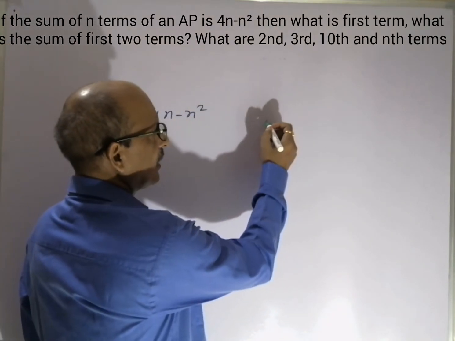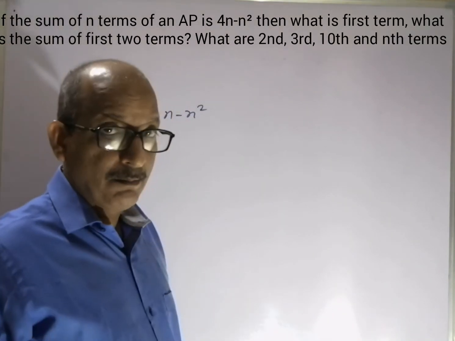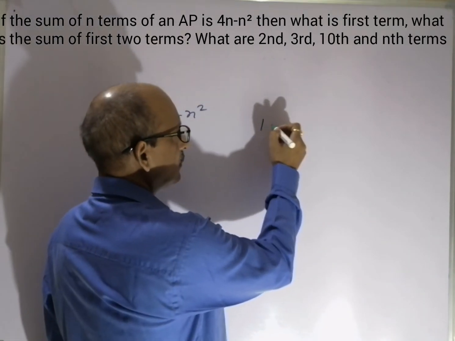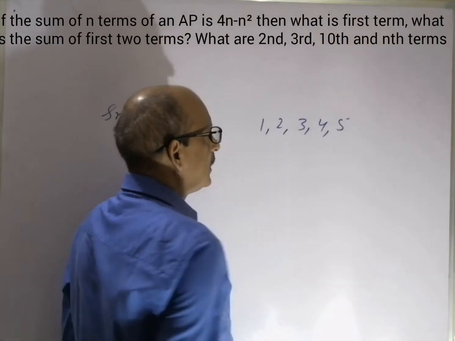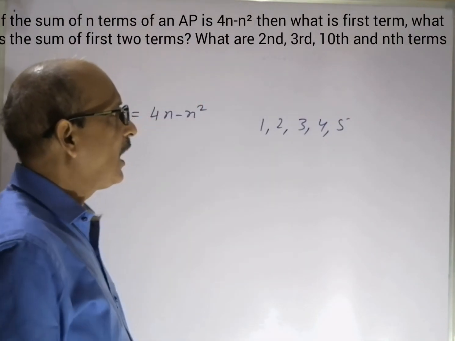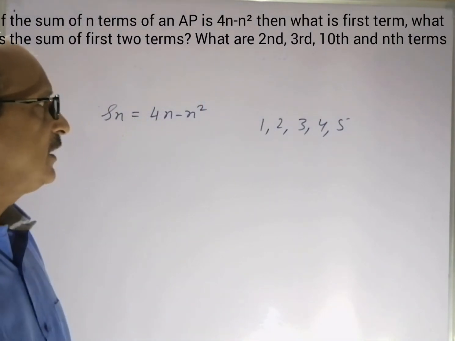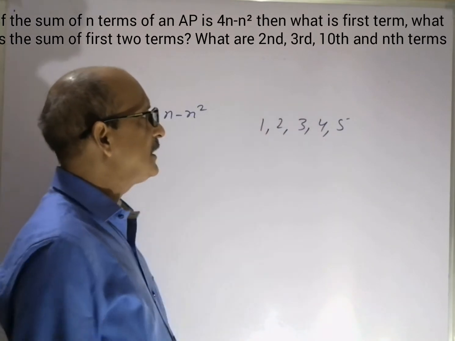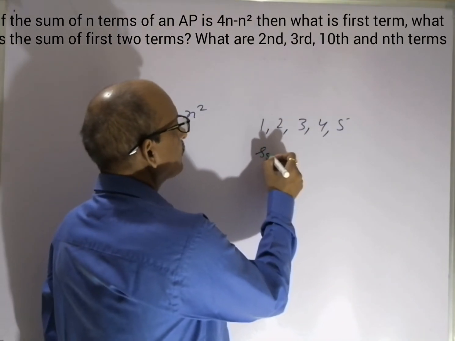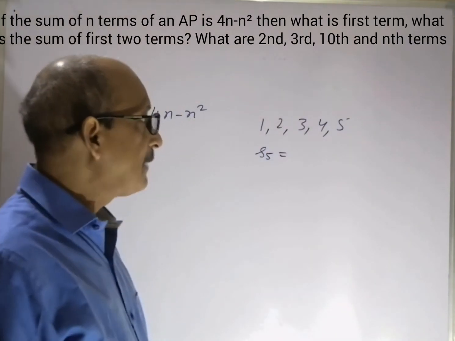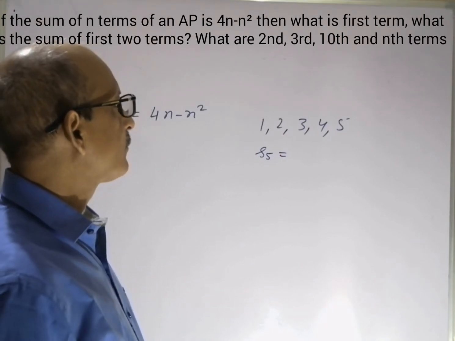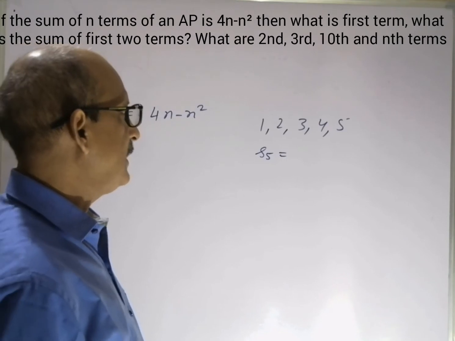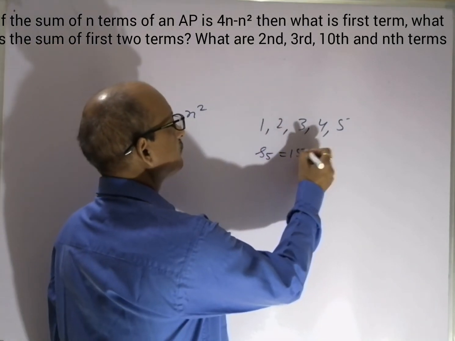Let us take an example. I am taking 5 numbers: 1, 2, 3, 4, 5. There are 5 numbers and if their sum is required, we write S5. So what is the sum of 5 terms? 5 plus 4 is 9, plus 3 is 12, plus 3 is 15. It is coming to be 15.